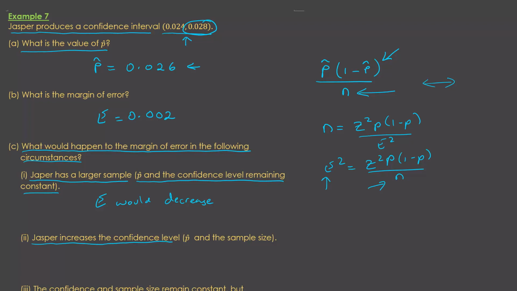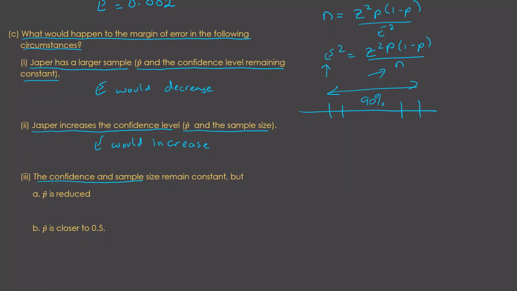Jasper increases the confidence level, p hat and the sample size would remain the same. Well, as we've seen in the past, the value of E would increase in this situation. It would need to increase because if we're, say, 90% confidence we're between here and here, then to be 95% confidence we have to go wider. So as the confidence level goes up, the wider the confidence interval gets.